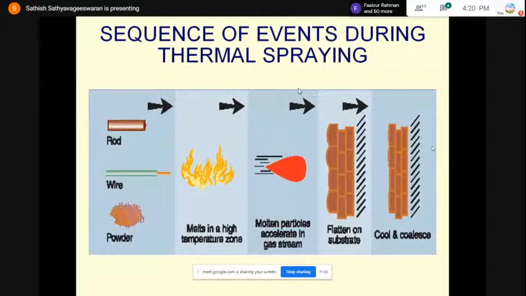Coming to the principle of the thermal spraying technique. Initially, material in the form of rod, wire or powder is fed into the high temperature zone. Once the material is fed, it gets melted in the high temperature zone, and finally the molten particles are accelerated toward the substrate, which is held at some distance. Once the molten particle impinges over the surface of the substrate, solidification takes place. During solidification, the molten particles try to flatten, and finally they get deposited. If you visualize the coated layer by means of a scanning electron microscope, you can see a lot of layer by layer deposition.